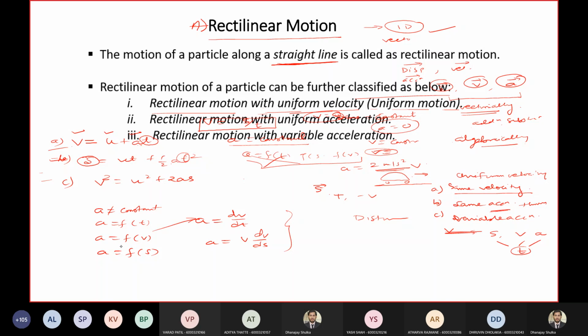Where the case of variable acceleration is there, we are going to use these equations, and this is valid for all cases where acceleration is not constant. These are the equations, applicable only where acceleration is not constant. Is it clear to you? So these all are the possible types of motions under rectilinear motion.